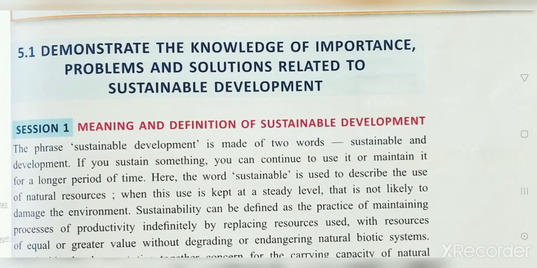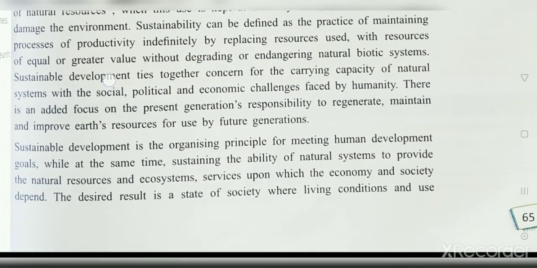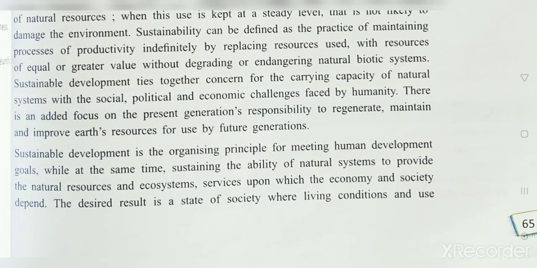Next, sustainable development is the organizing principle for meeting human development goals, while at the same time sustaining the ability of natural resource systems to provide the natural resources and ecosystem services upon which the economy and society depend. The desired result is a state of society where living conditions and the use of resources continue to meet human needs without undermining the integrity and stability of the natural system.